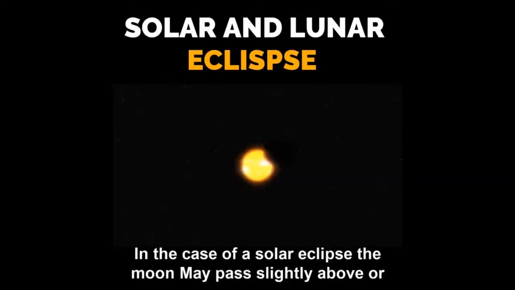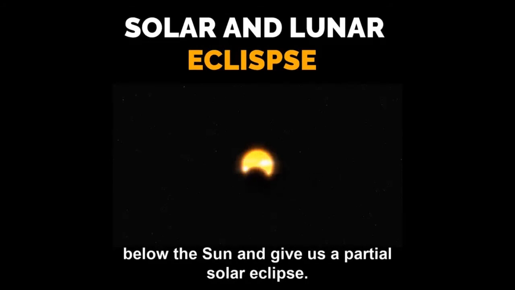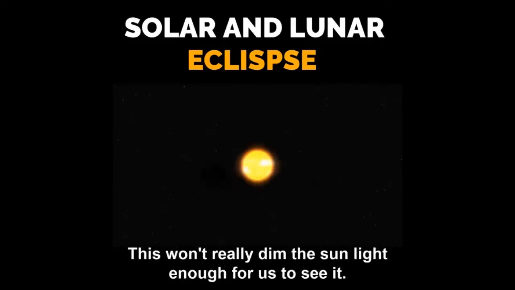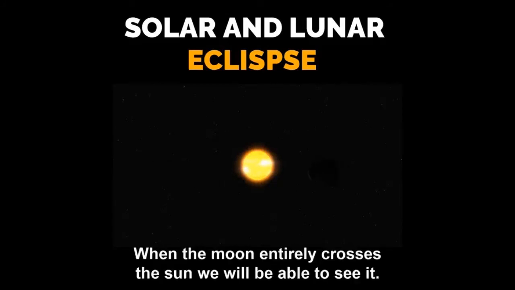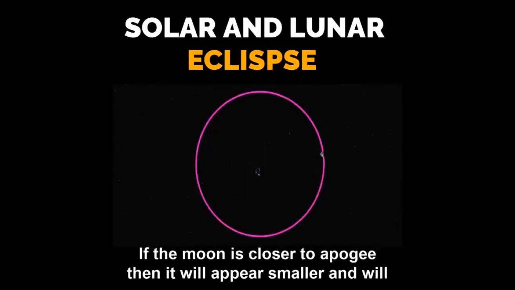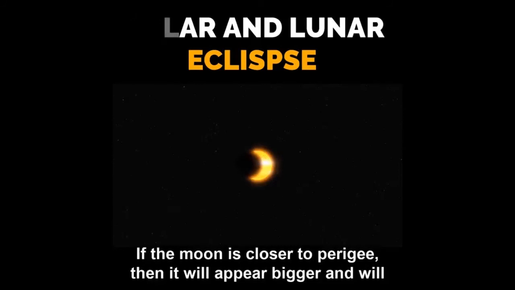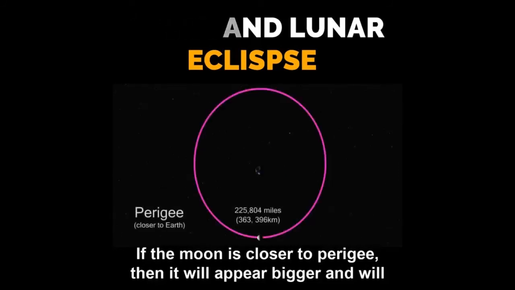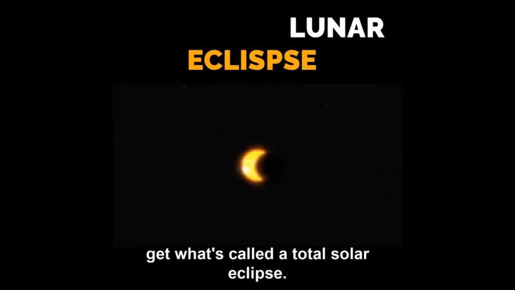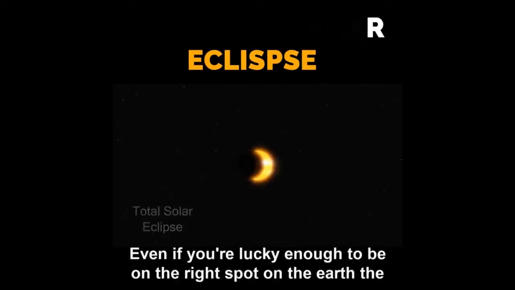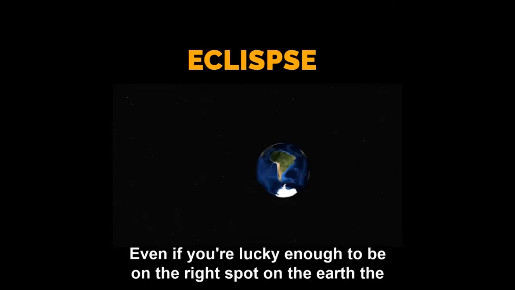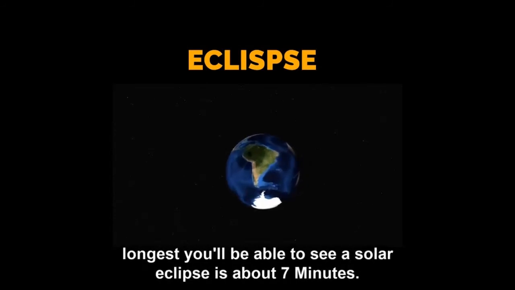In the case of a solar eclipse, the Moon may pass slightly above or below the Sun and give us a partial solar eclipse. This won't really dim the sunlight enough for us to see it. When the Moon entirely crosses the Sun, we will be able to see it. If the Moon is closer to apogee, then it will appear smaller and we'll get what's called an annular solar eclipse. If the Moon is closer to perigee, then it will appear bigger and we'll get what's called a total solar eclipse. Even if you're lucky enough to be on the right spot on the Earth, the longest you'll be able to see a solar eclipse is about 7 minutes.